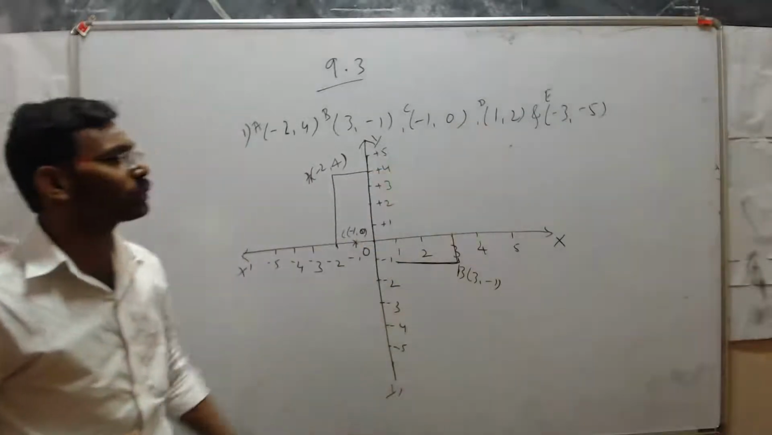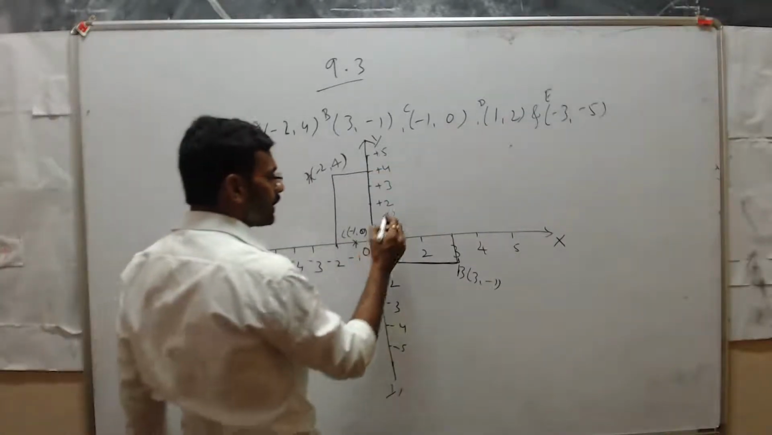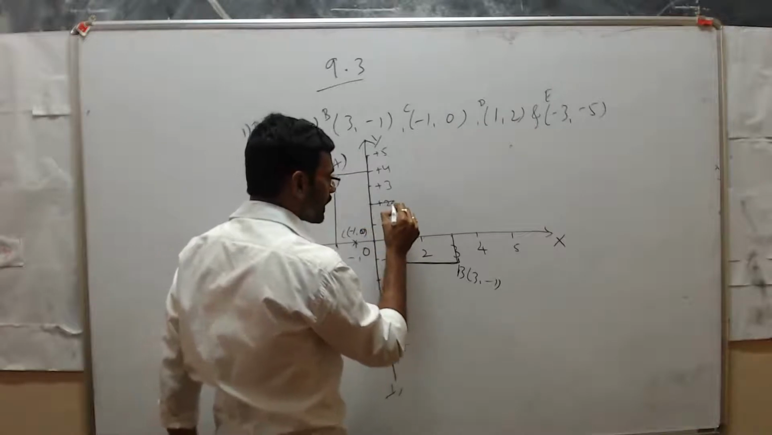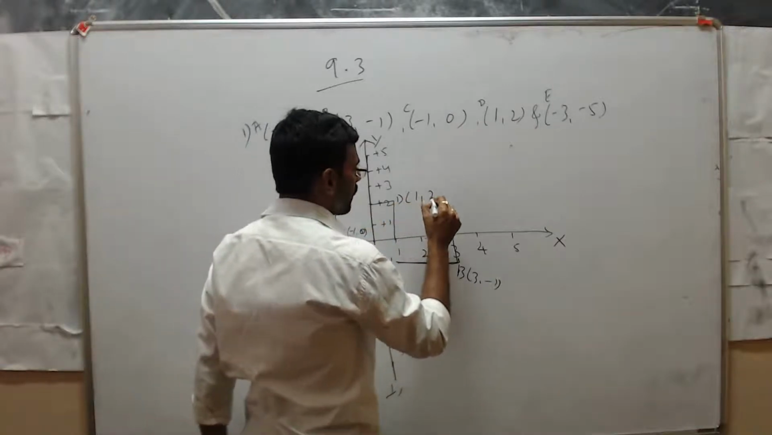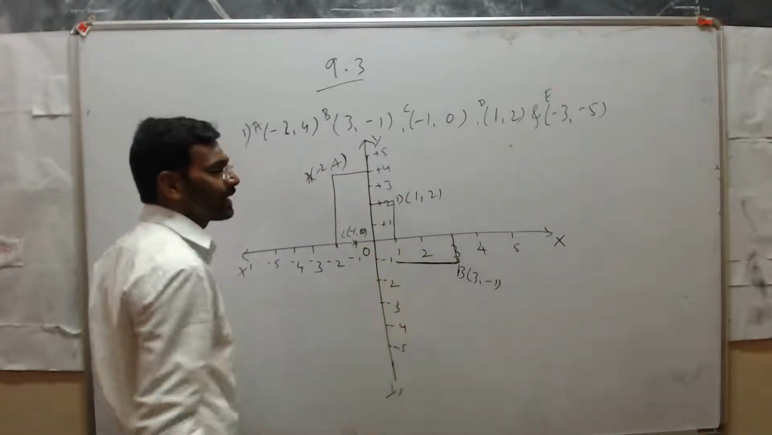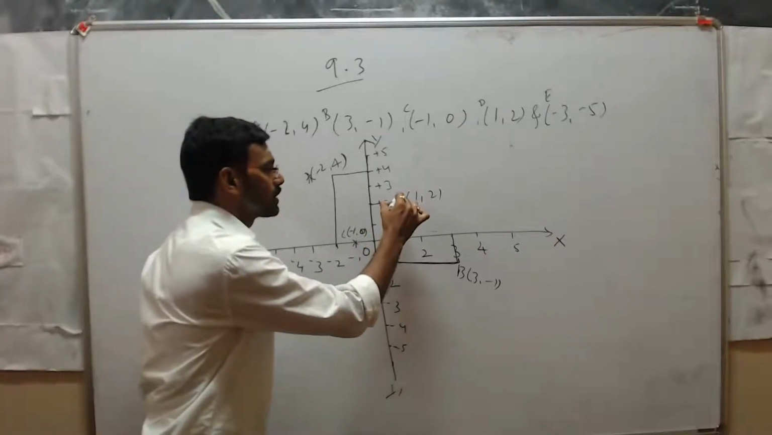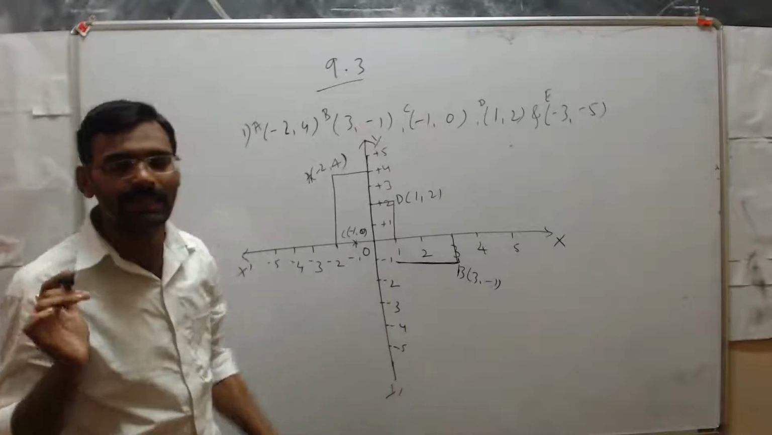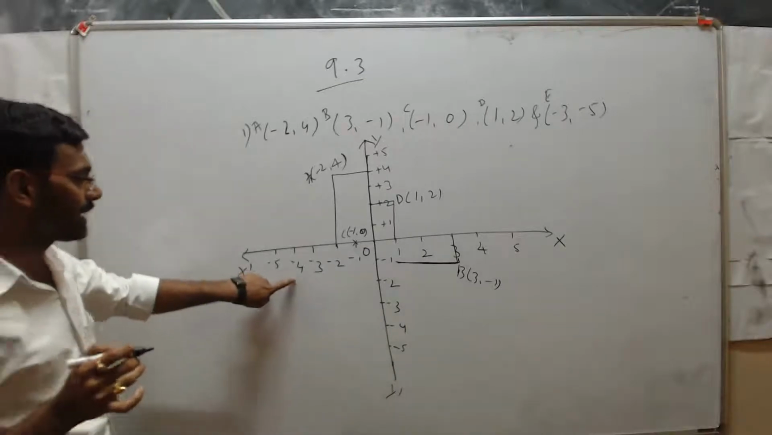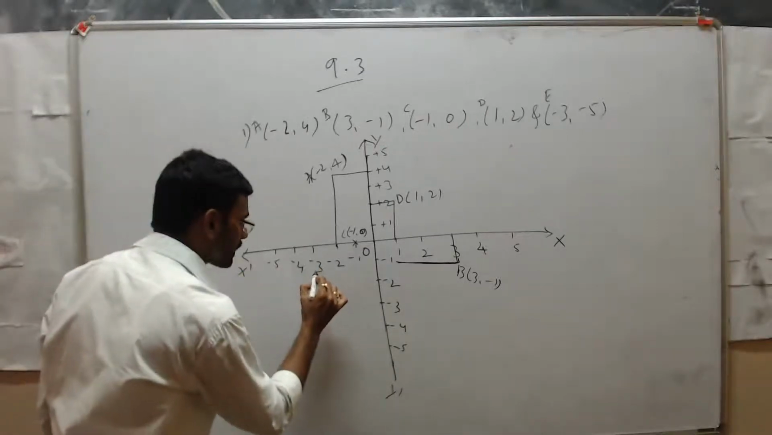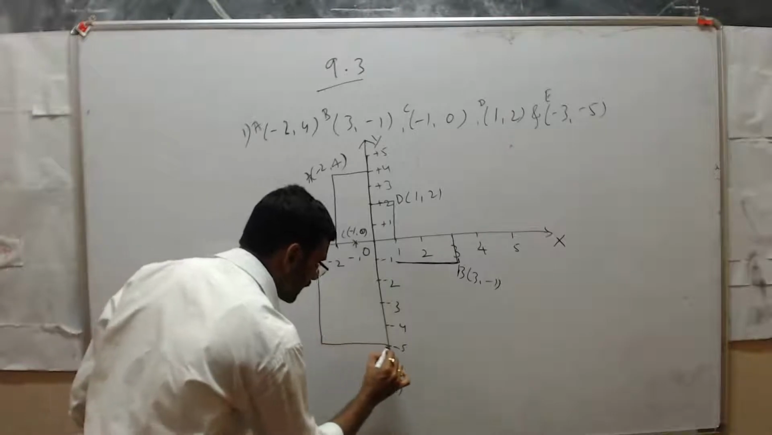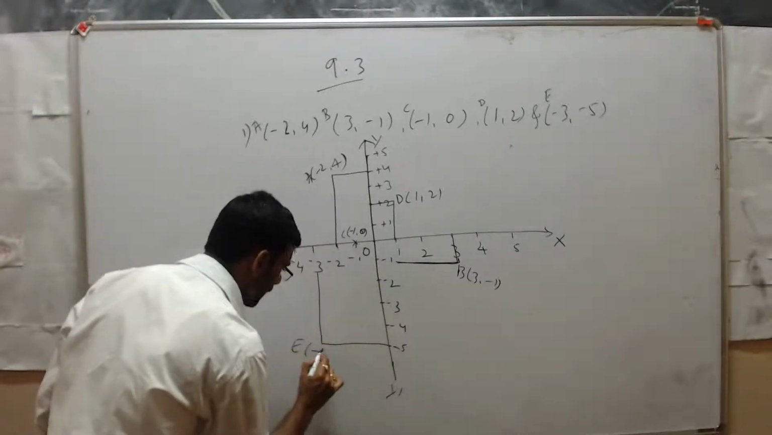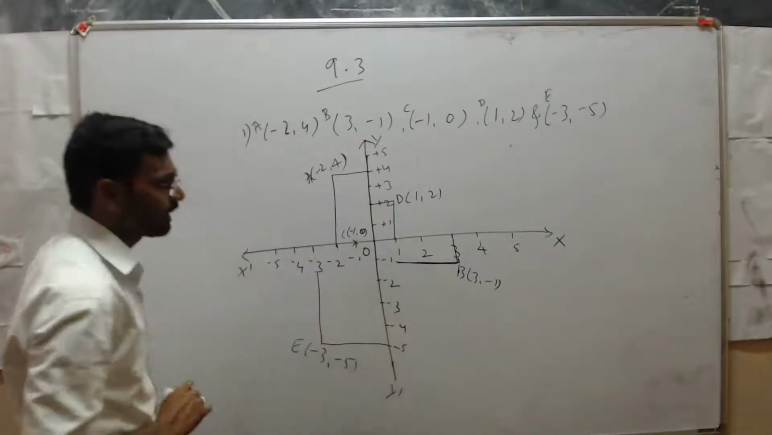Last one, D. Both are positive. X value is 1, y value is 2 here. That is D: 1 comma 2. Both are positive. Then E. X value is minus 3 is here, y value is minus 5 is here. Both are negative. Therefore, minus 3 comma minus 5.